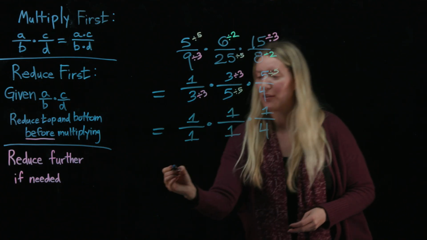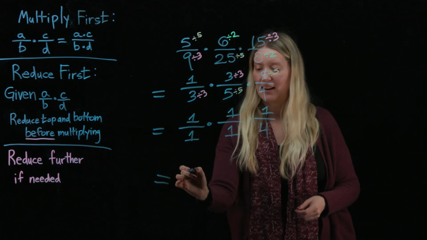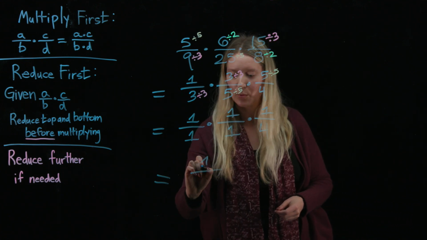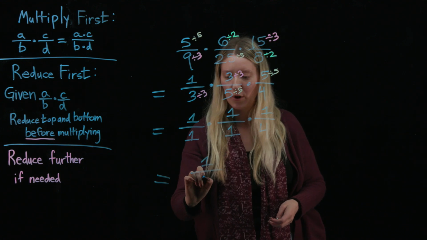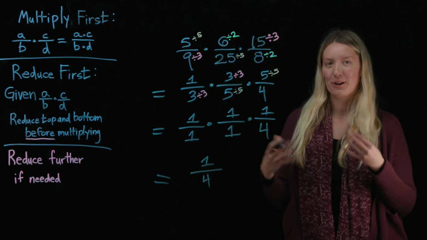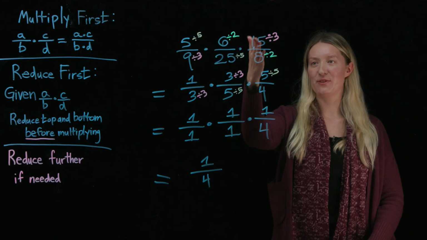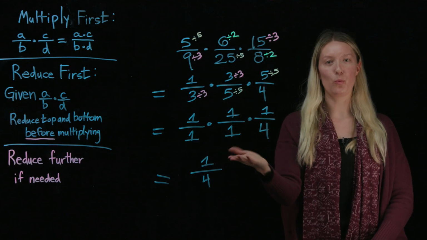Now I have the smallest numbers, and I can finally combine into one single fraction. 1 times 1 times 1 is 1, and 1 times 1 times 4 is 4. So from starting with these 3 larger fractions, 5/9 times 6/25 times 15/8 equals 1/4.